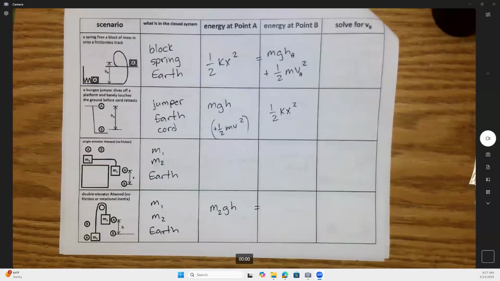Take a quick trip around the room, make sure you guys are writing this right.